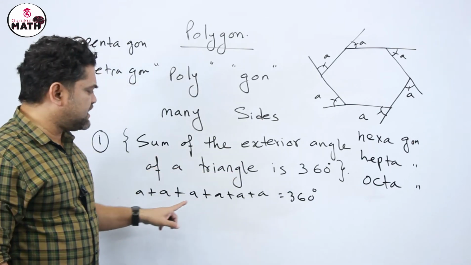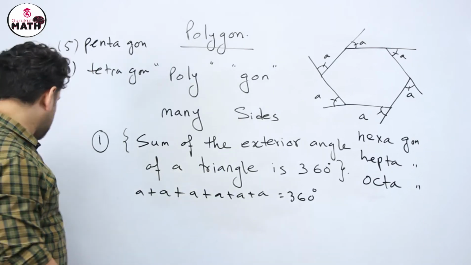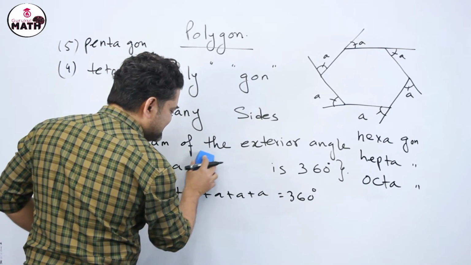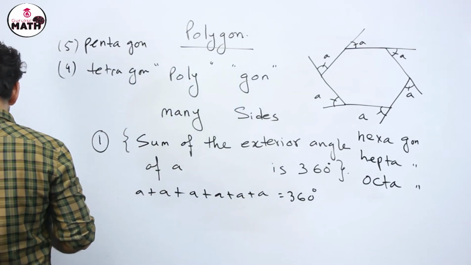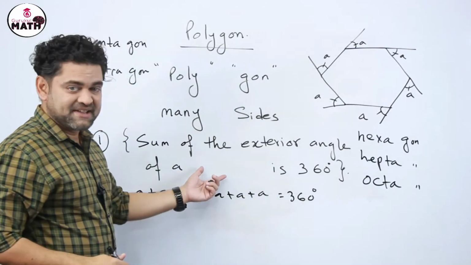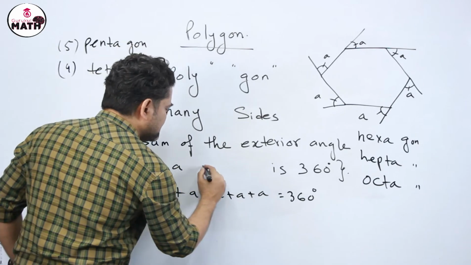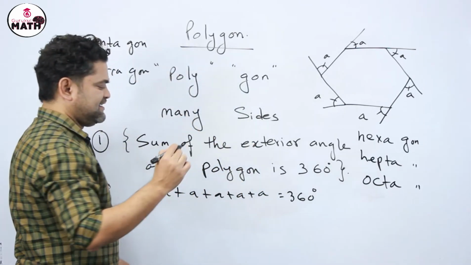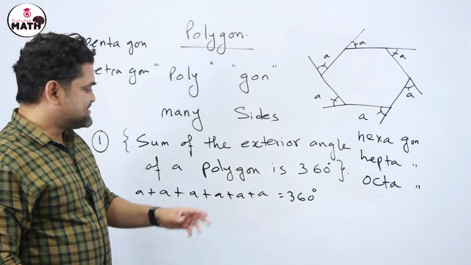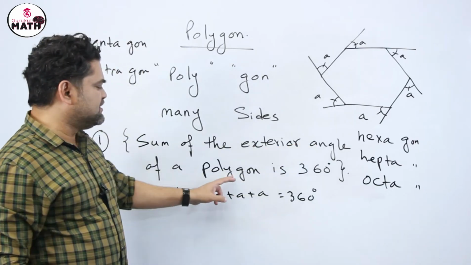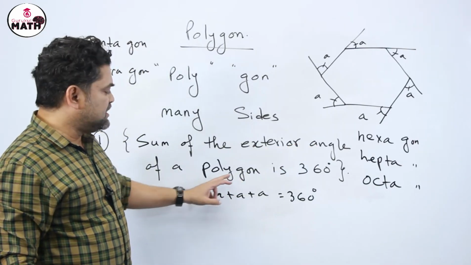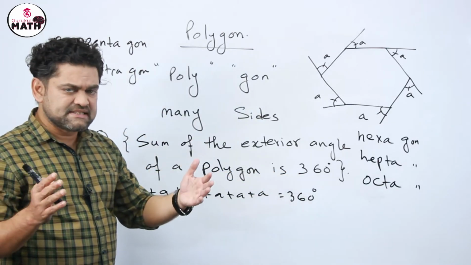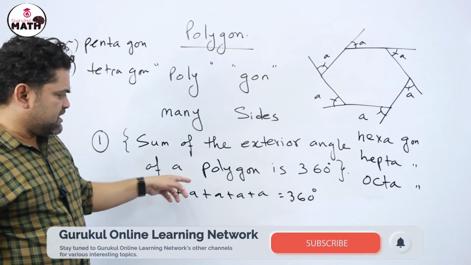So the sum of the exterior angles of a triangle, oh sorry, I made a mistake here. I cannot write triangle, you see. Mistakes are also learning in some cases. So the sum of the exterior angles of a polygon, now it's right, is 360 degrees. A polygon could have many sides. That's what I'm trying to make you understand here.